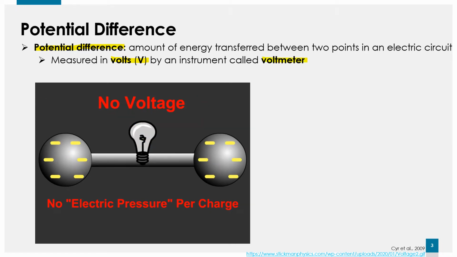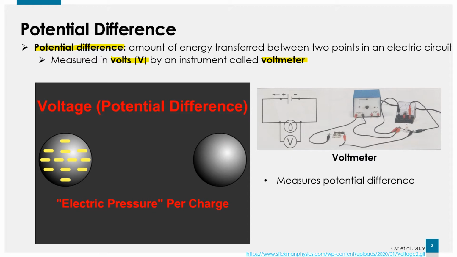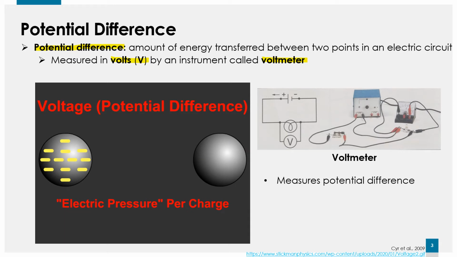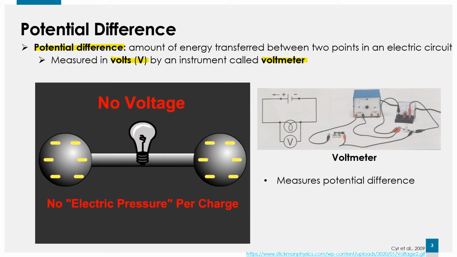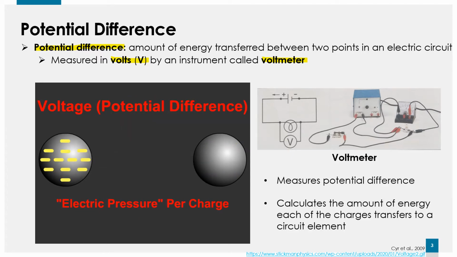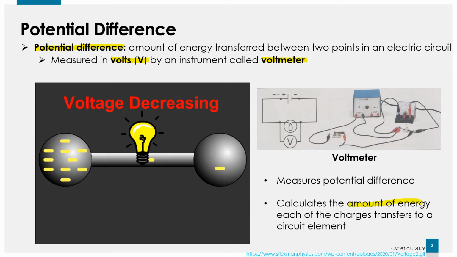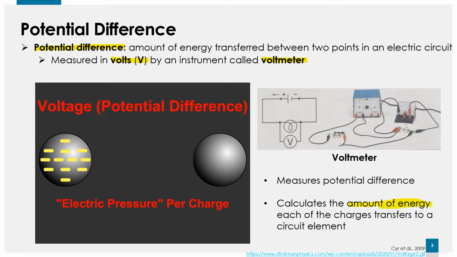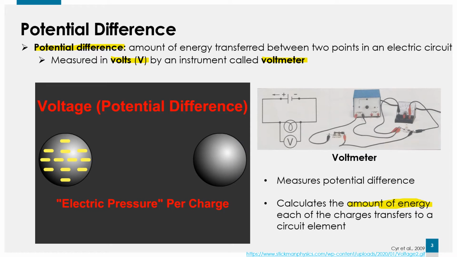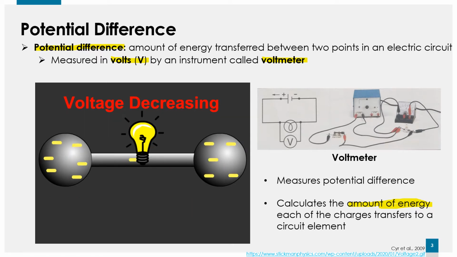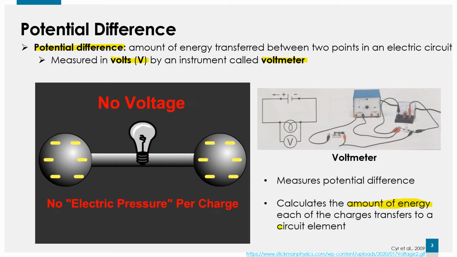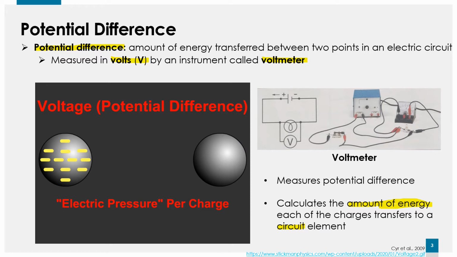called a voltmeter. So this is the voltmeter. The voltmeter measures the potential difference between 2 points, okay? So I always need to have 2 points because it's the difference between the charge of these 2 points. And this voltmeter calculates the amount of energy each charge transfers to a circuit element, okay? So if I have a battery, this battery is supplying the charge together with the energy. And then this charge, this energy, is transferred to a circuit element or a device, a lamp, anything that we are talking about, okay?